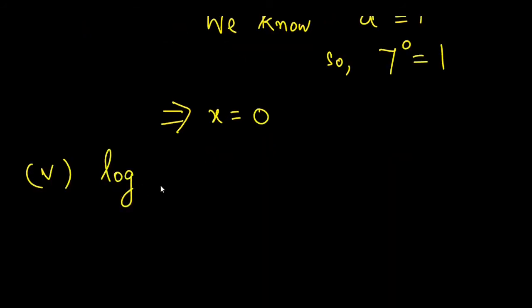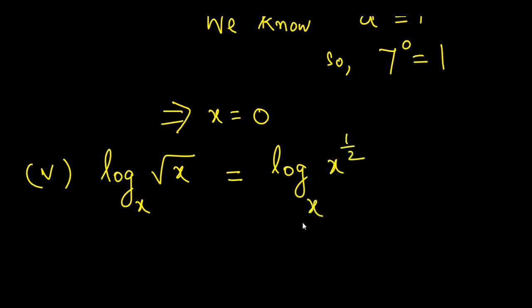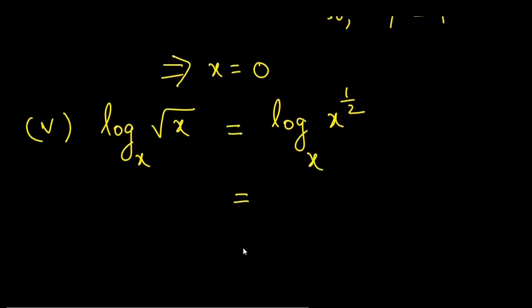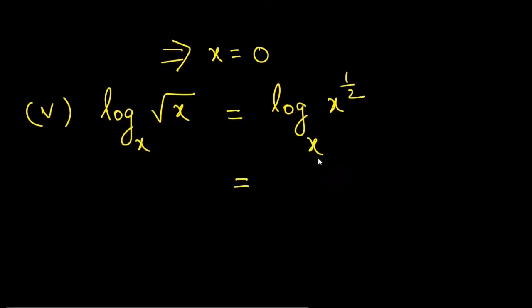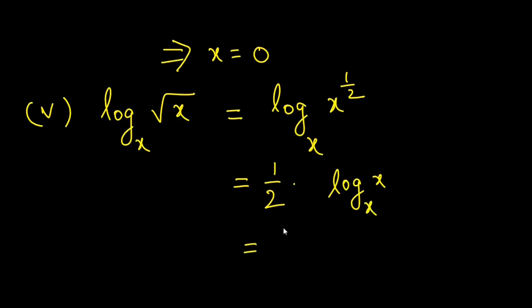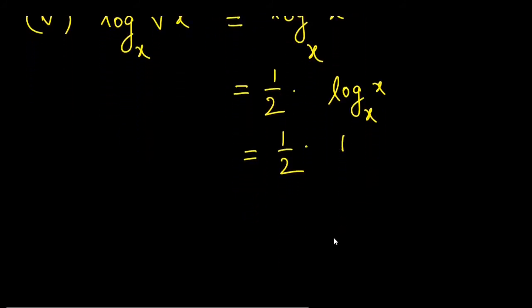Log of root x, just apply logarithmic properties here. This is log of x power 1 by 2 to the base x. Now apply the power rule here: 1 by 2 into log of x to the base x. Log of x to the base x is 1. So 1 by 2 into 1 is 1 by 2.